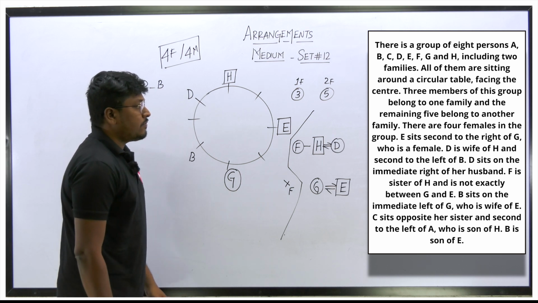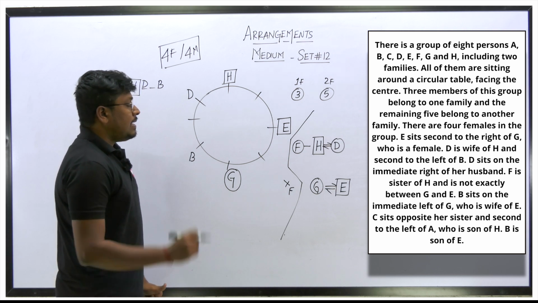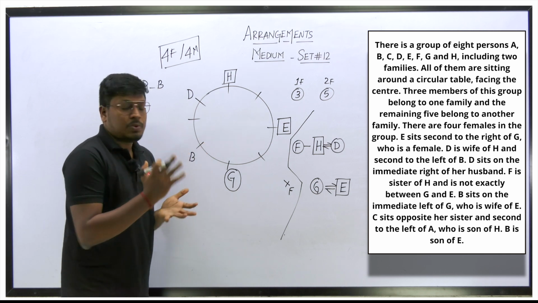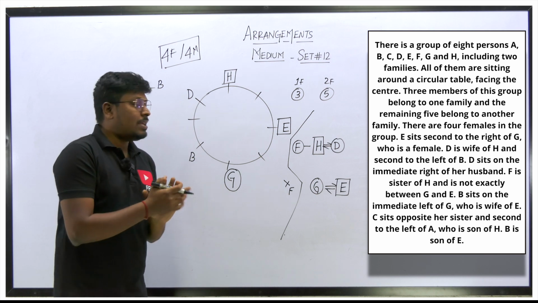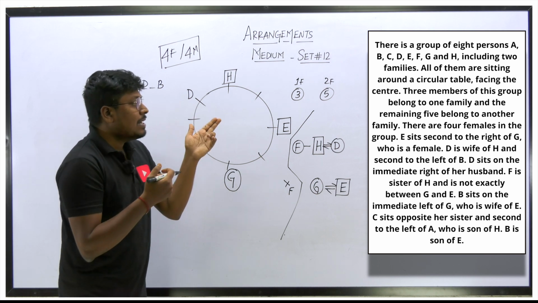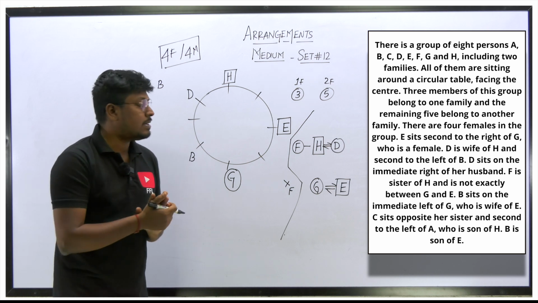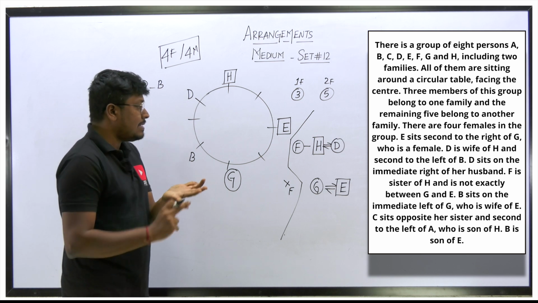And second to left of A. So what they are saying is A's left hand side, right? Just listen to the words carefully. C sits opposite to her sister, but we don't know who C's sister is. Got it? But C is a female person. Why? Because her sister, which determines the person C, is also a female person.